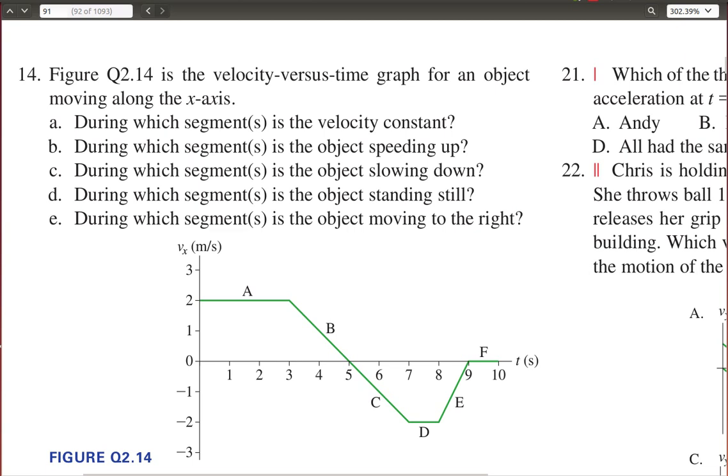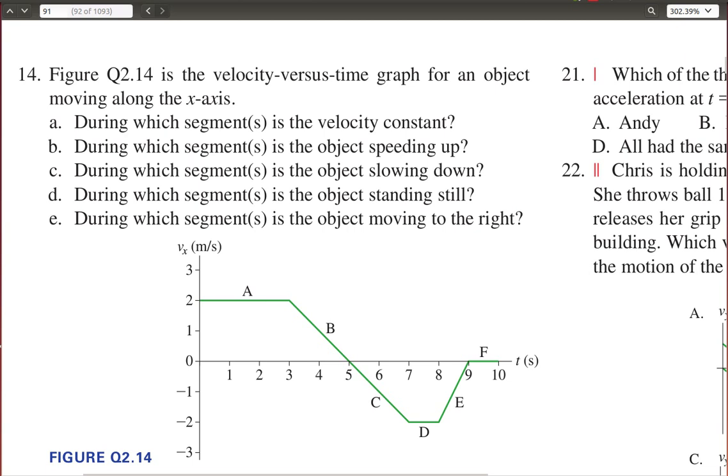And then similarly, so C, it's speeding up, D, it's constant, and then E, the velocity is going from -2 to -1 to 0. So the absolute value is going from 2 to 1 to 0. That's slowing down. So during segment E, the object is also slowing down, and during F, it's constant. So the final answer for part C is segments B and E.